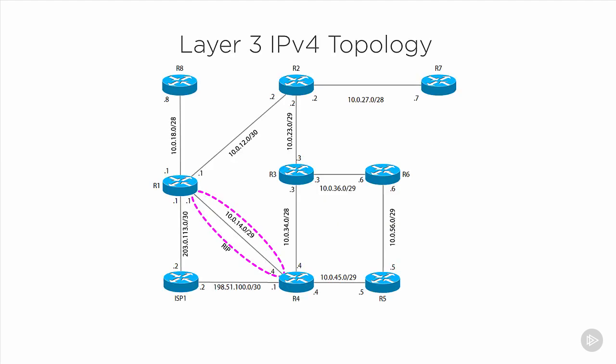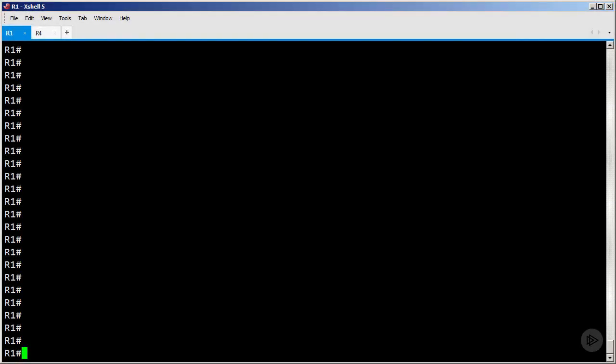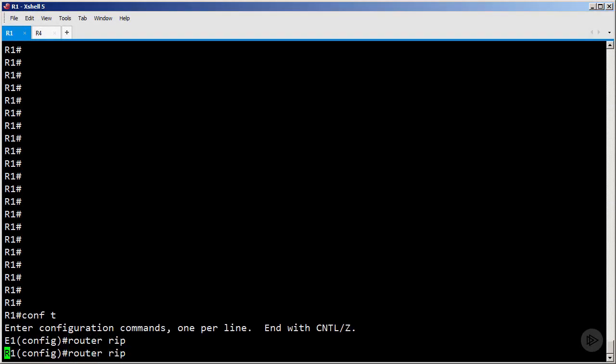To get some context, we need to look at where this network is on the topology diagram. It's between R1 and R8. We are not allowed to make any configuration changes on R4, so the only thing we can do is create a distribute list on R1. So naturally, let's go to R1. The first thing we're going to do is get into router RIP configuration mode.